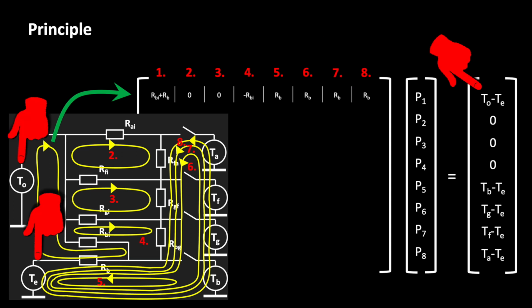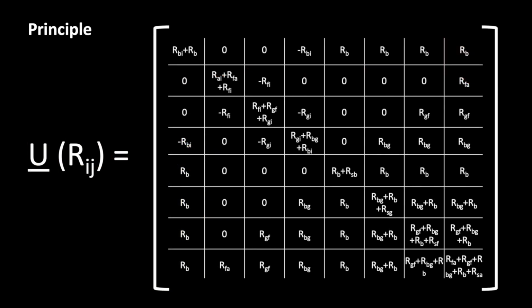Our loop 1 also flows through the sources TO and TE. Through TO, it flows in a positive direction. Through TE, it flows in a negative direction. We represent this by the expression TO minus TE. Physically, this is the difference in temperature between the outside air and the temperature in the earth ground. We now apply the procedure to all mesh currents, i.e. to all loops, and thereby obtain the complete mesh impedance matrix.